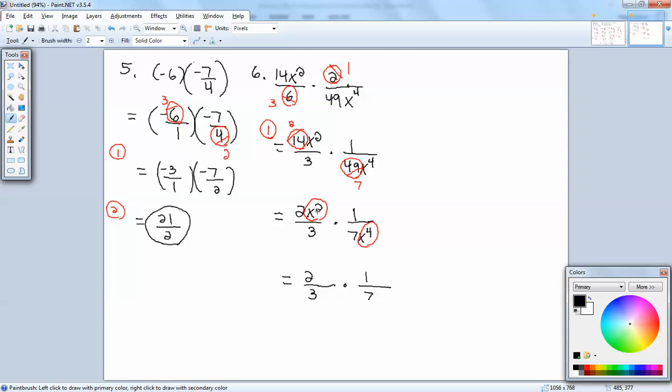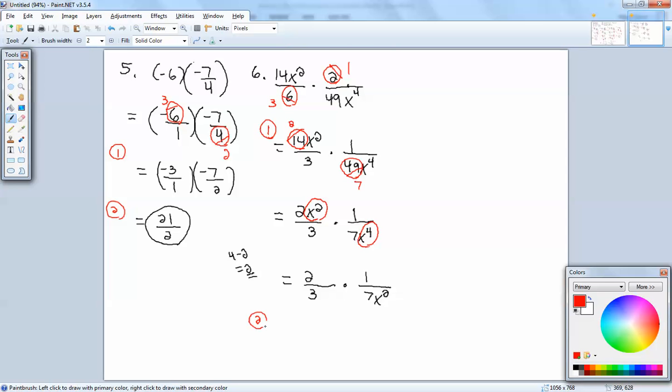Now, how we handle the x's? If you have x to a power over x to a power, and they don't have to be in the same fraction, just one's on top, one's on the bottom, and the same variable. What you do is you subtract a smaller exponent from a larger one. So we got 2 and 4, so 4 minus 2 would give us 2, and we'll have x to this power where our larger exponent was. Larger exponent was down here, so we're going to have x to the second power here.